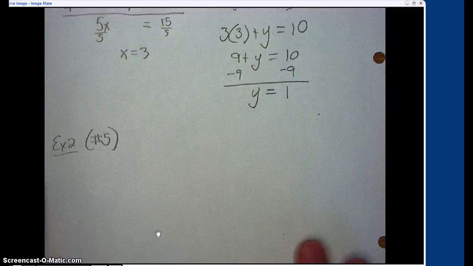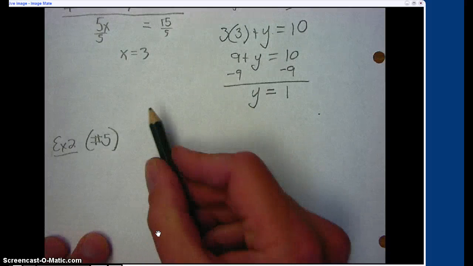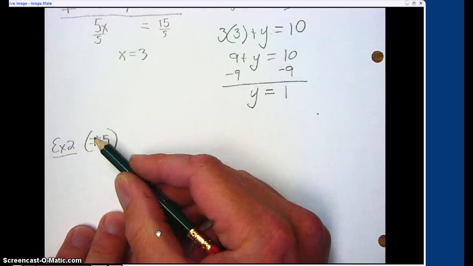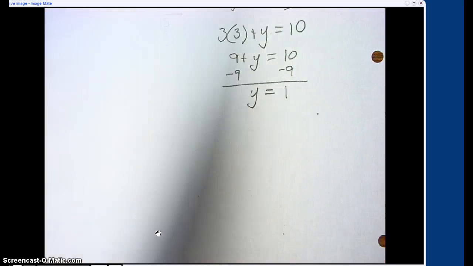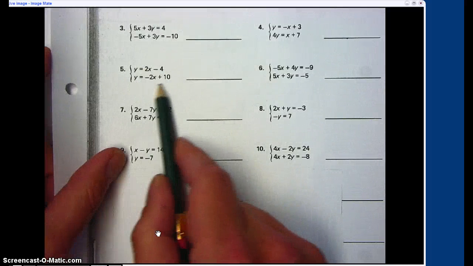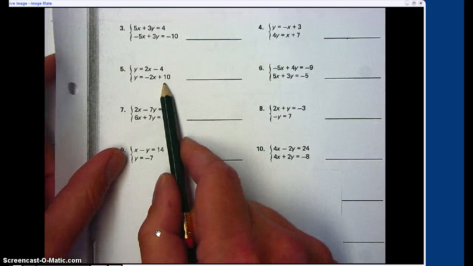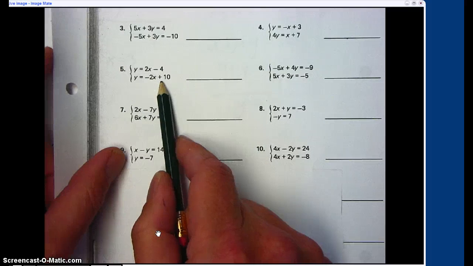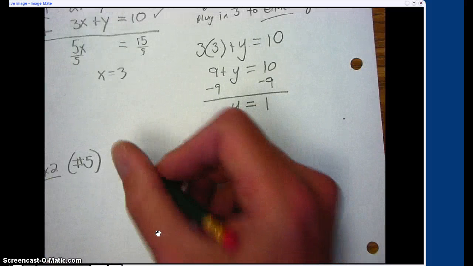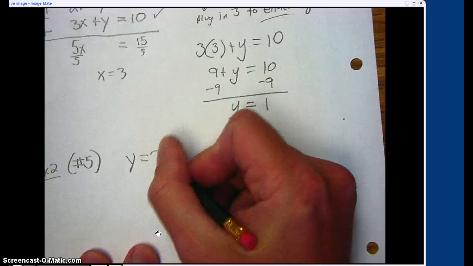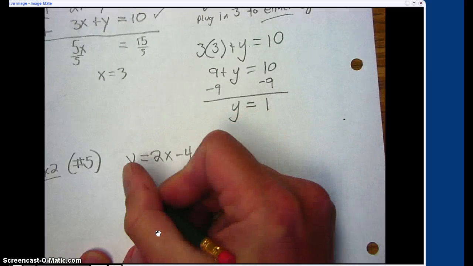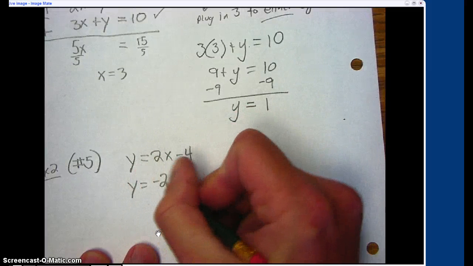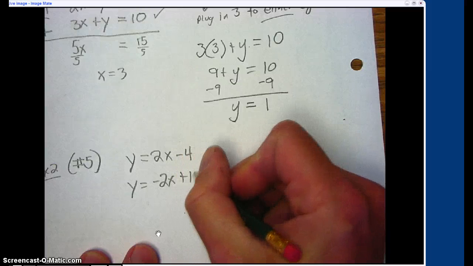Okay, now that everybody has a separate sheet of paper to begin their homework, we're going to go ahead and do problem number 5 as your second example. So you guys have your worksheet in front of you. Here's problem number 5. When you do your homework on the separate sheet, you're going to copy down the problem. y equals 2x minus 4 and y equals negative 2x plus 10.